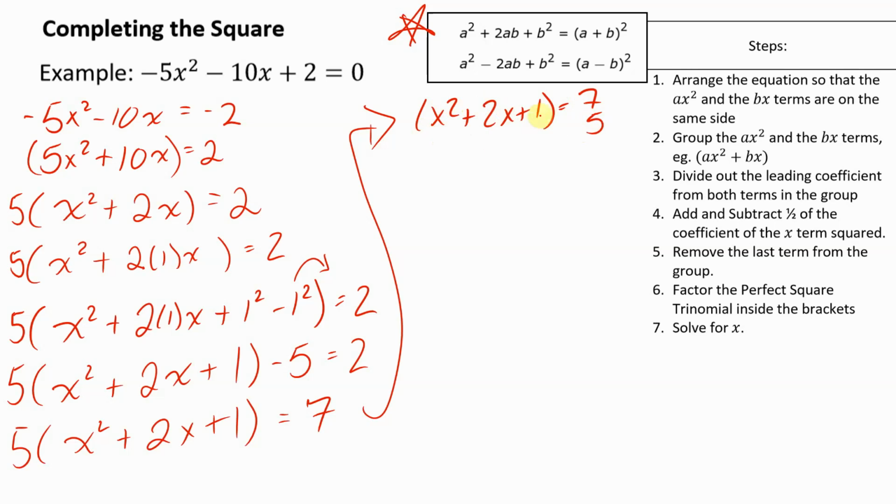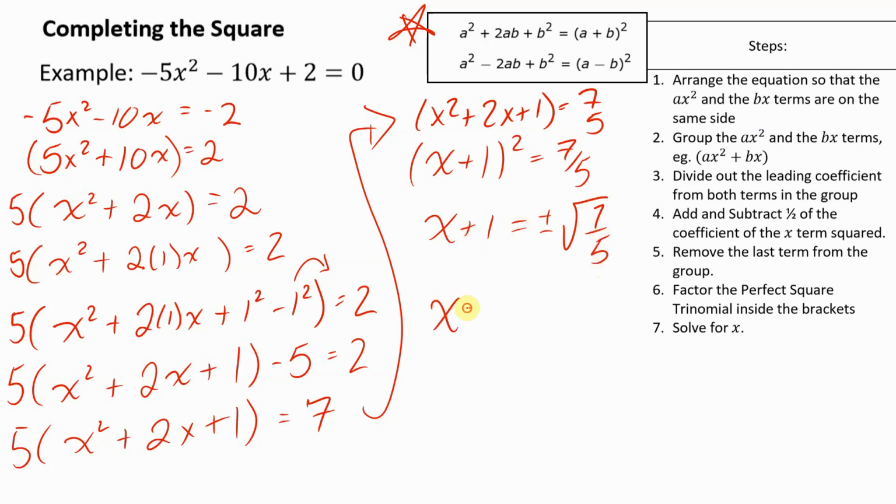And if you notice, this is now a perfect square trinomial. So we can say x plus 1 squared is equal to 7 over 5. Square root both sides. Move over our 1. And there is our final answer.